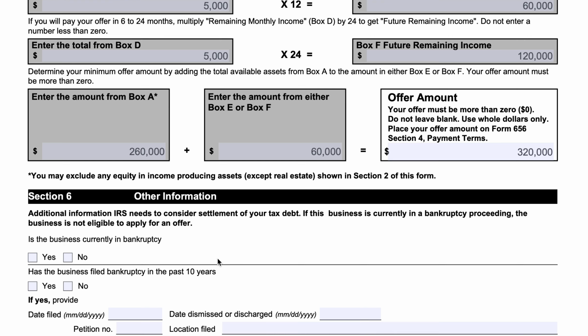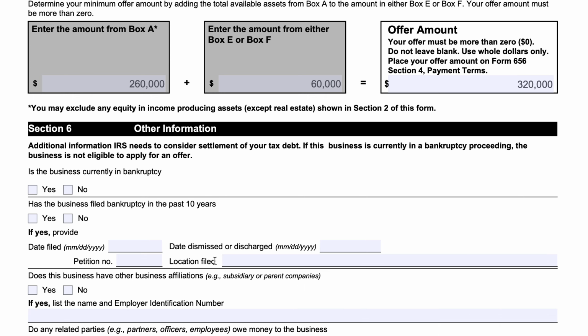In section 6, this is a series of yes no questions, so there's not really additional information from your balance sheet or anything like that. But this is simply questions that will answer background information that the IRS is curious about in terms of where they would stand as a collector.